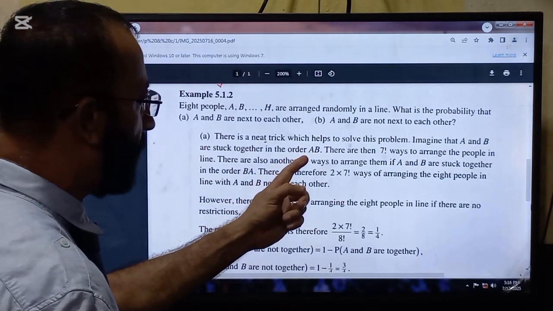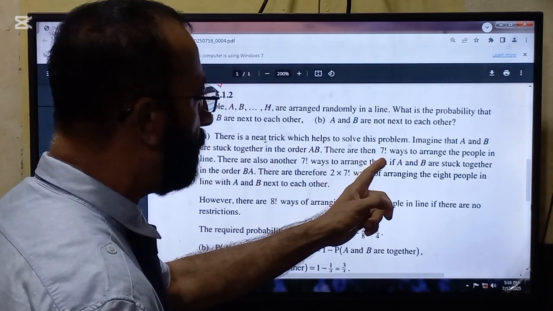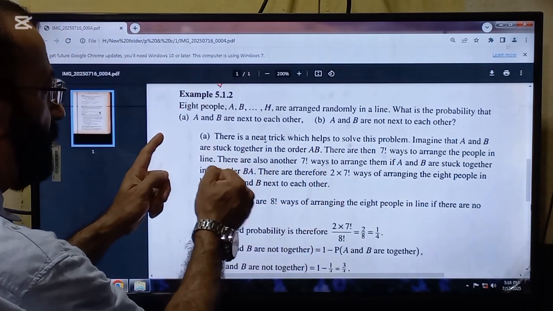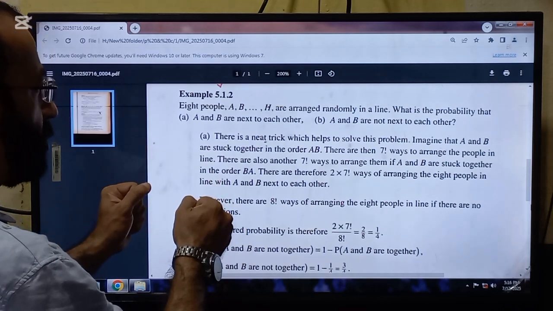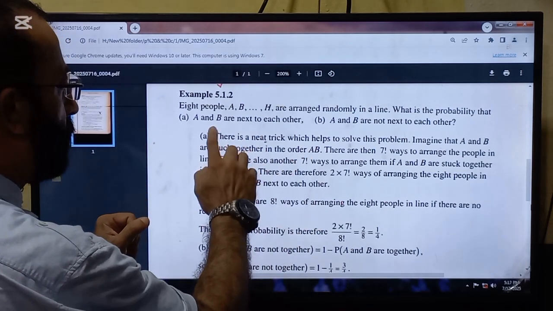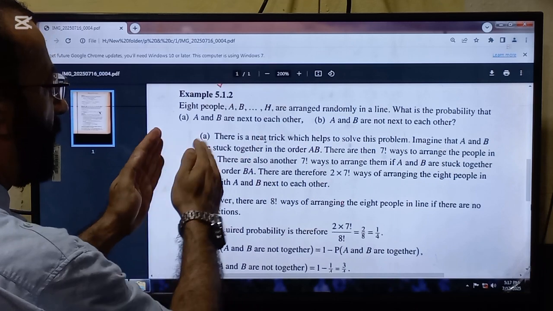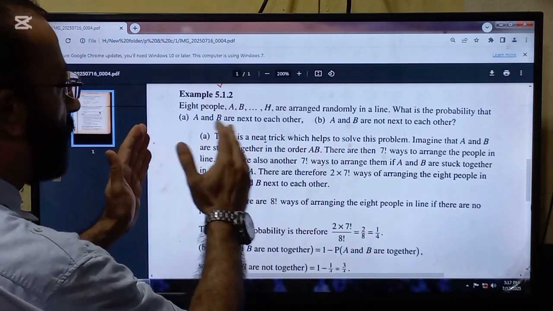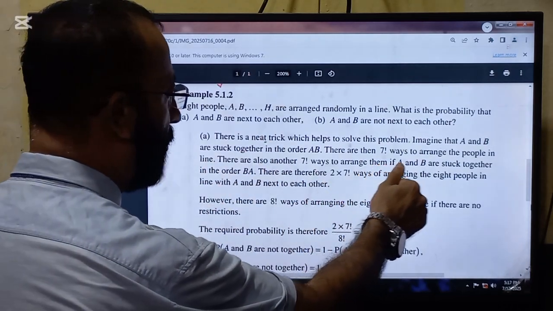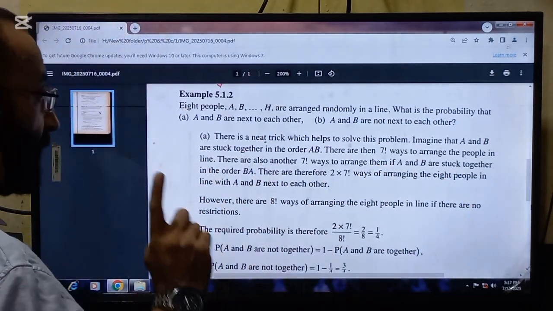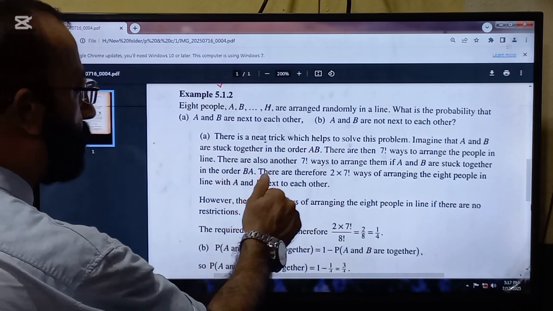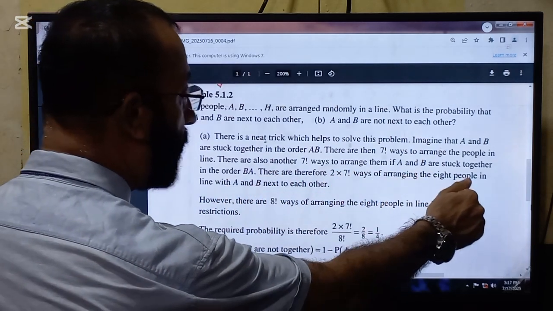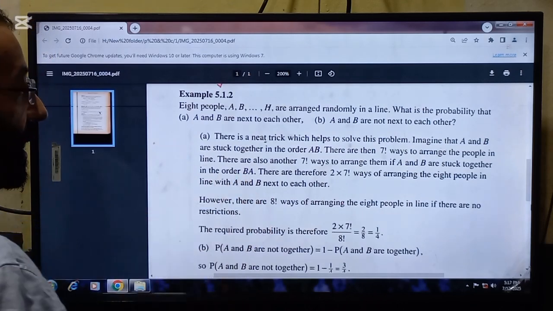So if they are stuck together, there will be 7 factorial ways to arrange the people in the line, because they are considered to be one unit now, stuck together in the order AB. So in total there are 8, and if they are stuck together, there will be 6 remaining other than this pair. But at the same time, there are also another 7 factorial ways to arrange them if A and B are stuck together in the order BA.